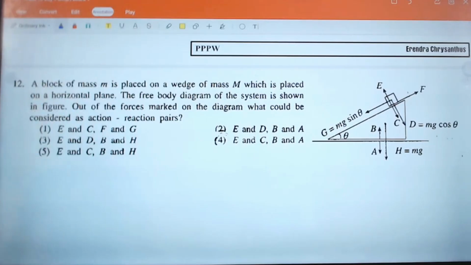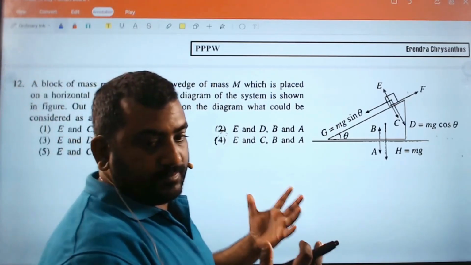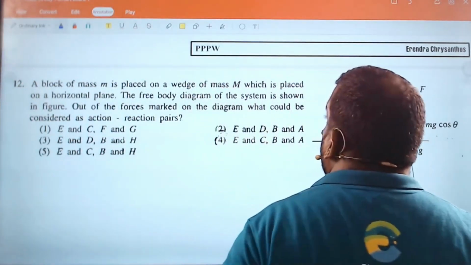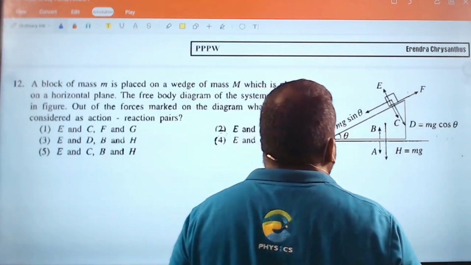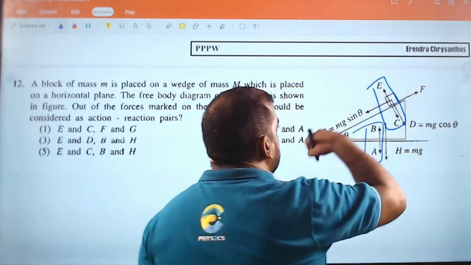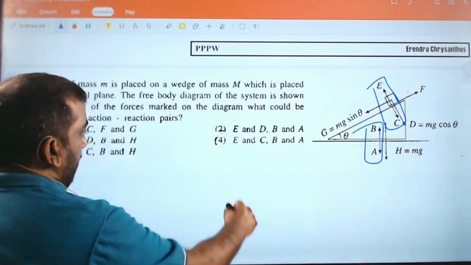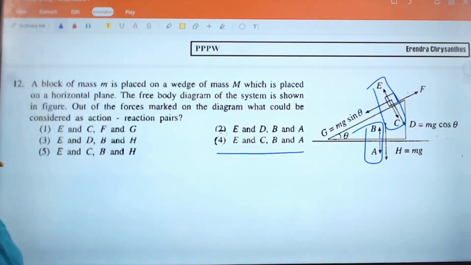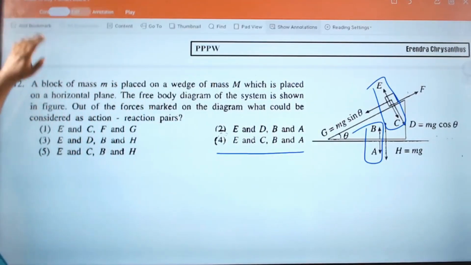A block of mass m is placed on a wedge. Right. What are the action reaction forces? So A and B looks like action reaction. E and C looks like action reaction. So A and B, E and C are action reaction forces. Right.